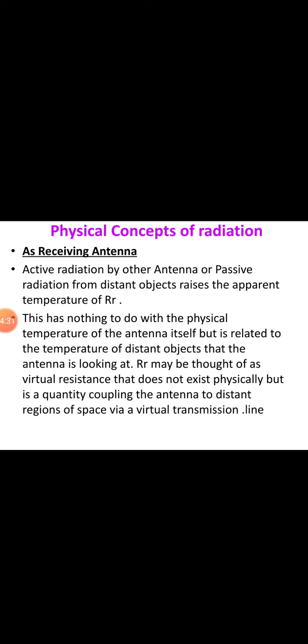And now let us see how radiation is received in a receiving antenna. Actually, active radiation by another antenna or passive radiation from a distant object raises the apparent temperature of the antenna. This has nothing to do with the physical temperature of the antenna itself, but is related to the temperature of the distant objects that the antenna is looking at. So RR may be thought of as a virtual resistance that doesn't exist physically, but is a quantity coupling the antenna to distant regions of space via a virtual transmission line. This figure shows the antenna in the reception mode.